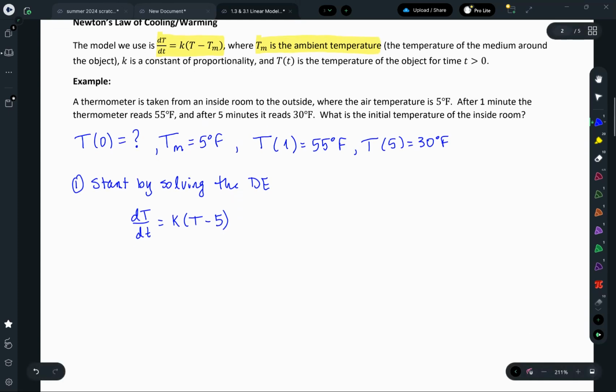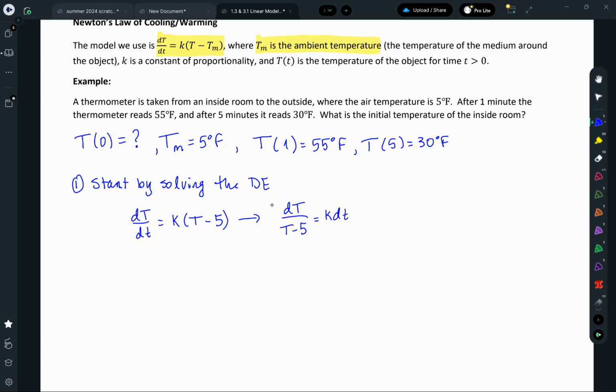Now to solve this, it looks like I have a separable equation again. Although, if you're brave, you could distribute the k and treat this like a linear equation. I'm going to go separable. So I separate. I get dT over T minus 5 is equal to k dt.